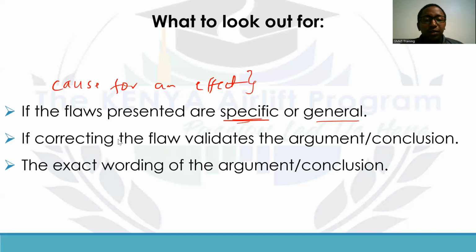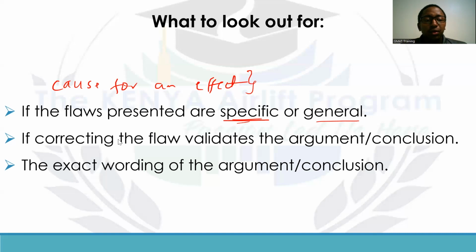Second, whether correcting the flaw validates the argument or conclusion. If you are working on an answer choice, make sure that whatever flaw is presented in this answer choice, solving for it actually validates the argument or the question, because some of the questions will be asking something like, identify the flaw in the reasoning. That means that you should look for an error to prove that this conclusion is false.